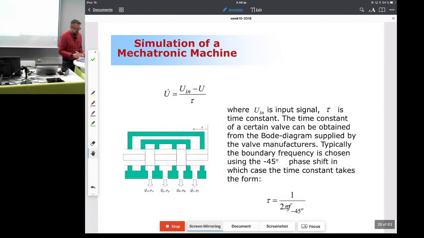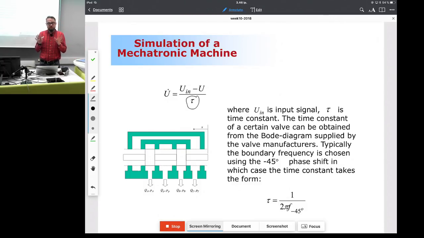Okay, so this time constant here. How can we get that? Well, this is again a real deal. These are pictures that I took from the manufacturer's catalog. So this time constant we could get from the Bode diagram. And the Bode diagram shows how fast the hydraulic direction valve is.